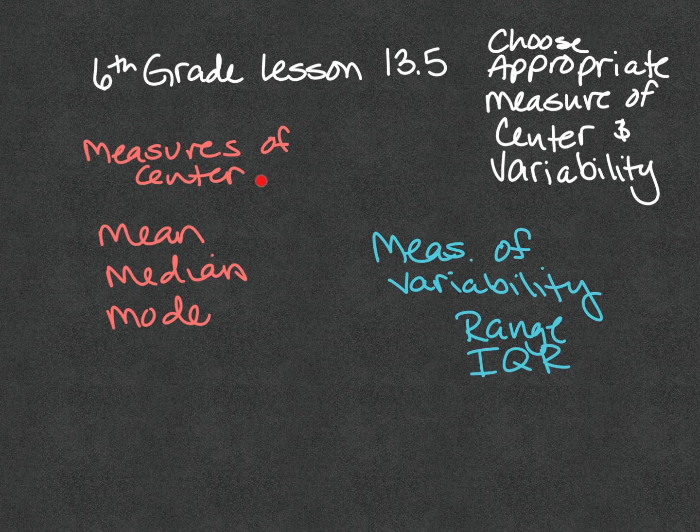Okay, measures of center were the mean of a data set. That was the average, right? Where we added all the data pieces together and divided by how many data pieces there are. The median is that middle number. So if we took the data set and ordered it from least to greatest, what number falls right in the middle of all of that? That's the median. And the mode is the one that is repeated the most, the piece of data, the value that is repeated the most.